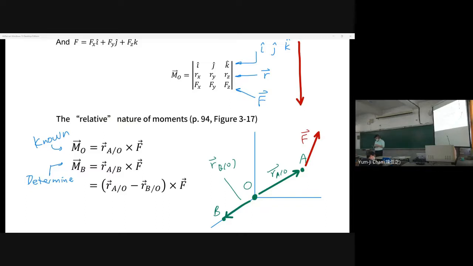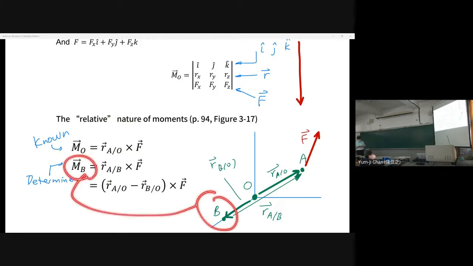Let's say we know MO here, and the moment arm is OA, which is R with respect to O, and we know that. Now we want to determine MB, so we need to draw the moment arm. In theory, we have R_A with respect to B. If we take the moments with respect to B, the moment arm is this leg, and then cross M. But sometimes it is not easy to calculate this R_A with respect to B.